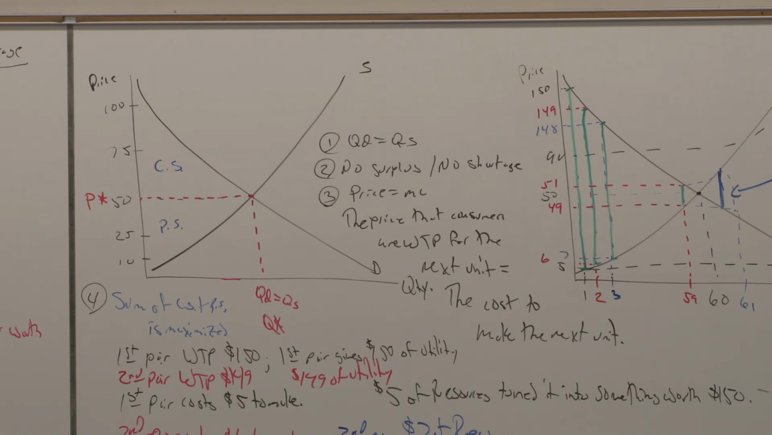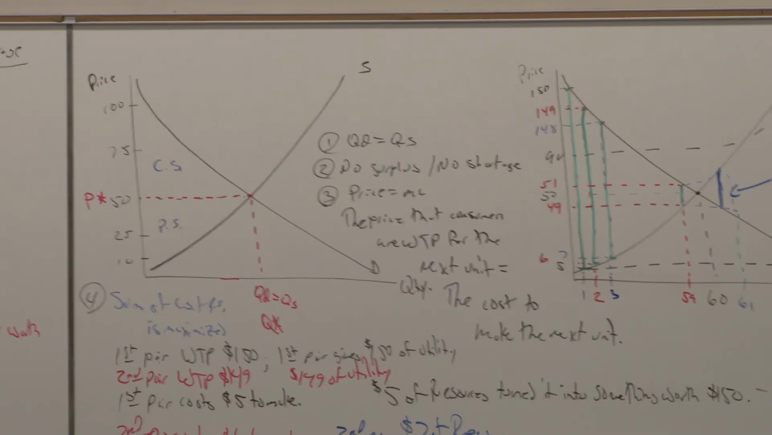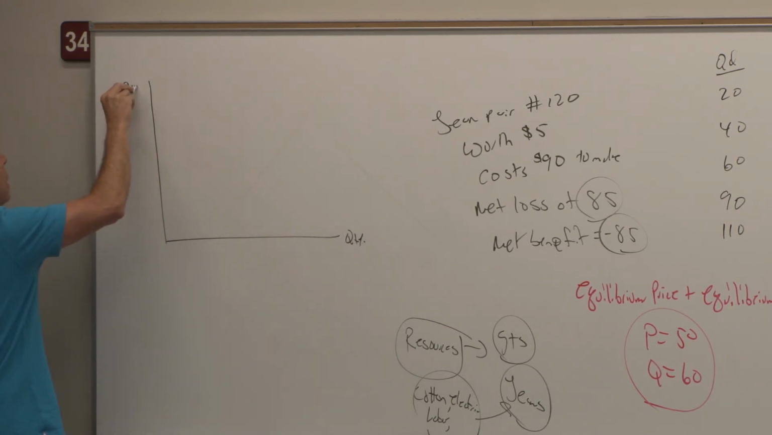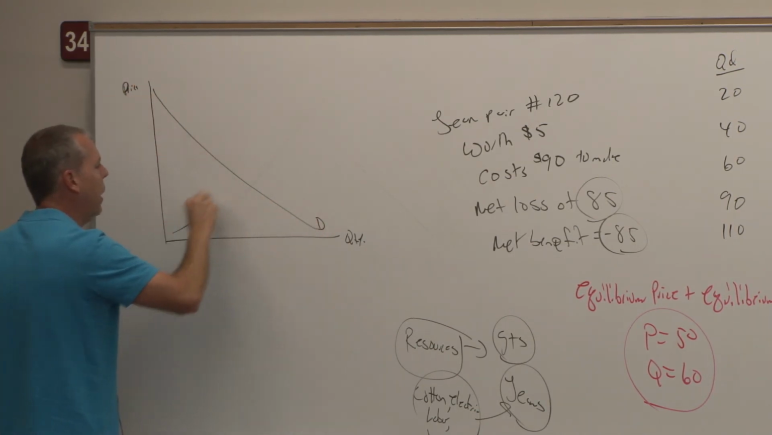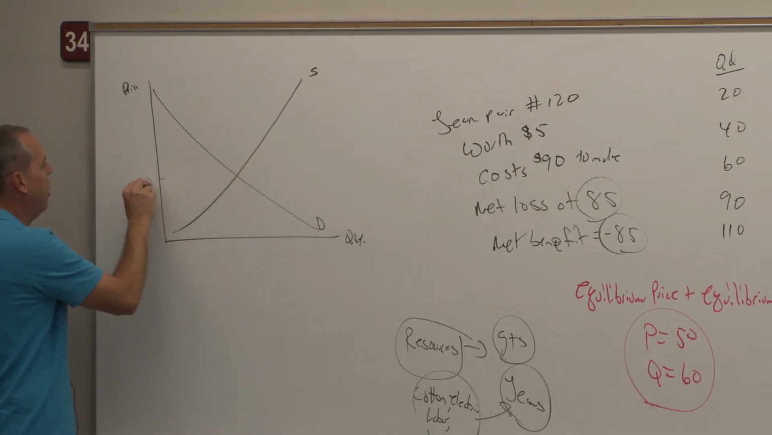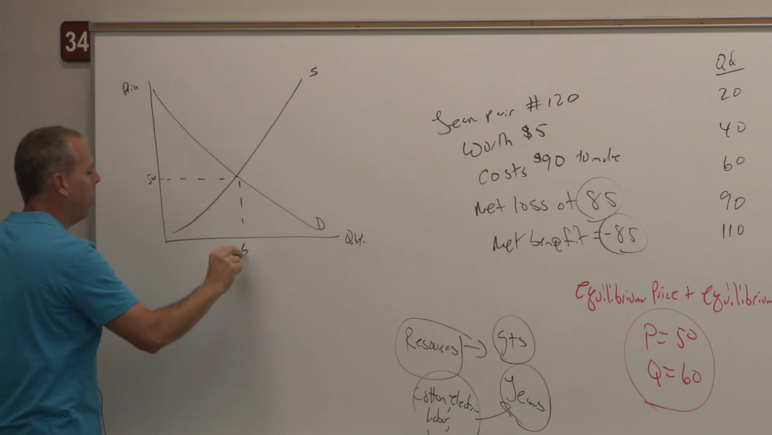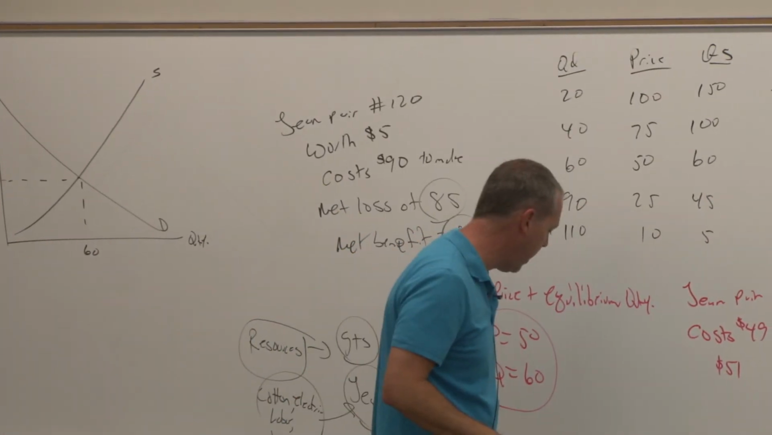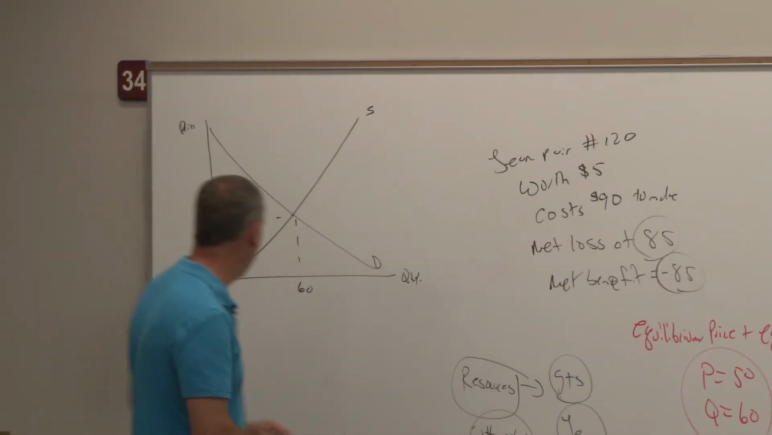And to see that that's true, choose other points. Here's our demand, here's our supply. We have this price here of 50. We have this quantity of 60. Just choose any other point that you want it to be, whatever the number is. It can be anything you want it to be. We'll stop right here.